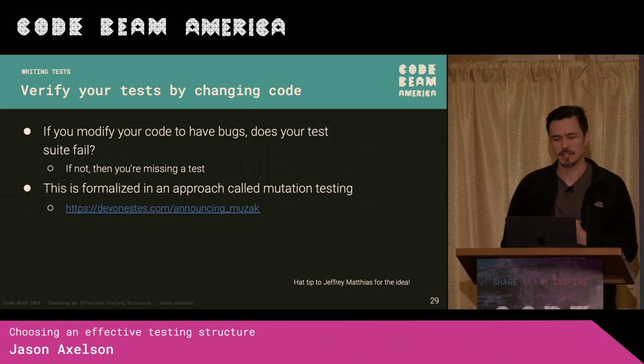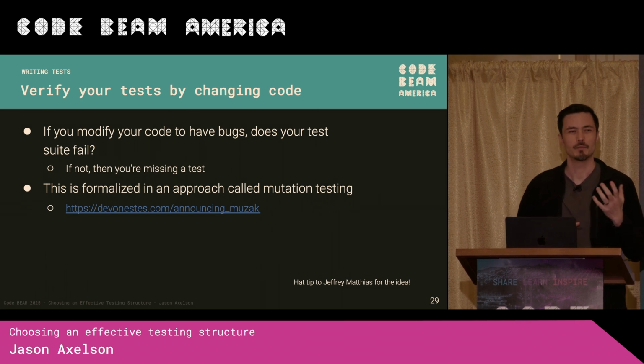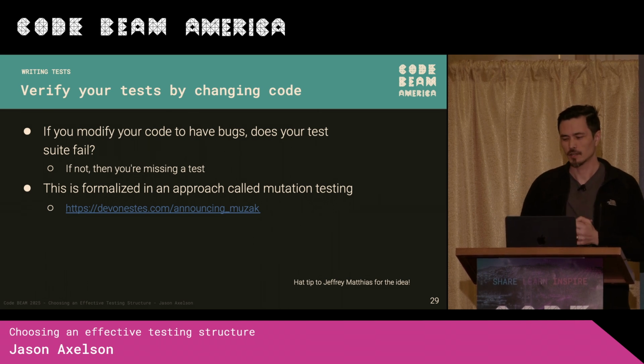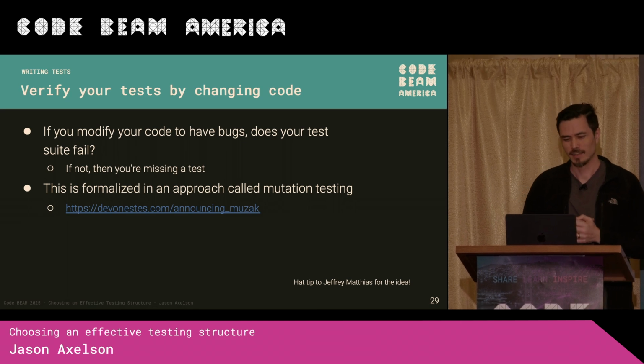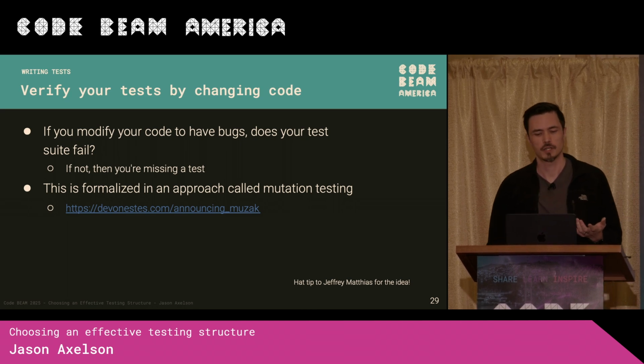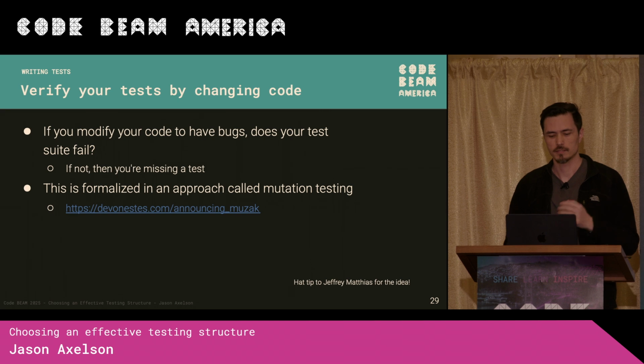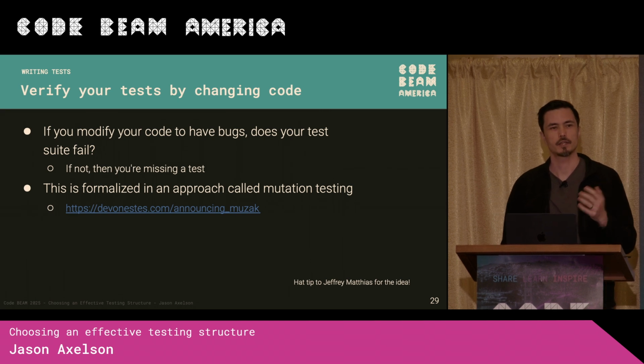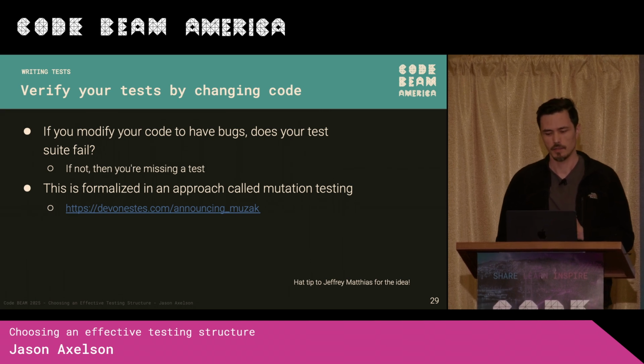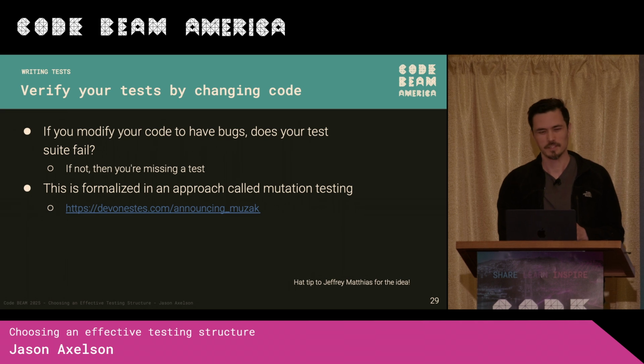And this can be especially helpful sometimes if you're reviewing a PR and you think that some of the code may not actually be fully tested. And this is formalized in an approach called mutation testing. And Devin S. has written a nice blog series about it, as well as created a library. And thank you to Jeffrey for this tip.